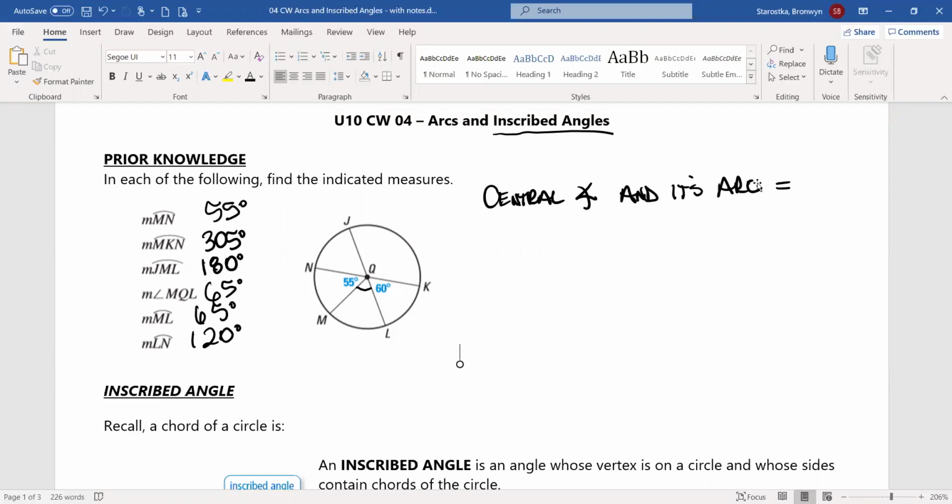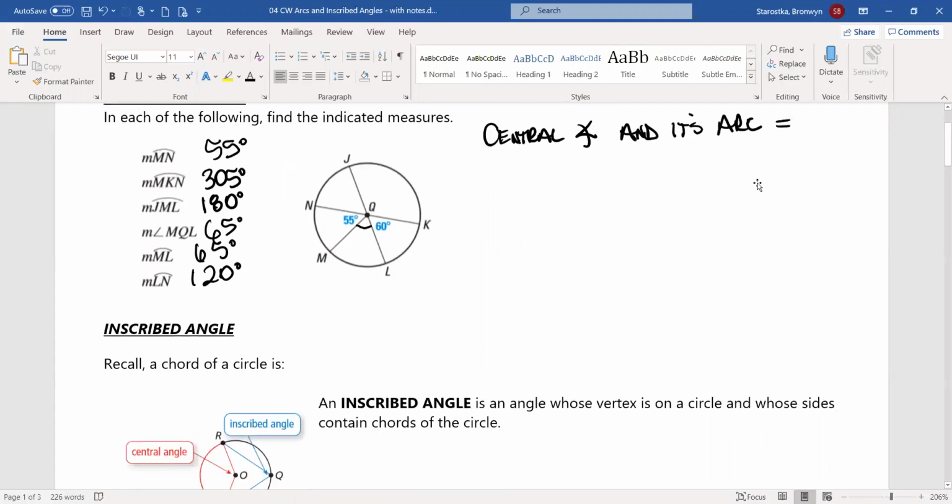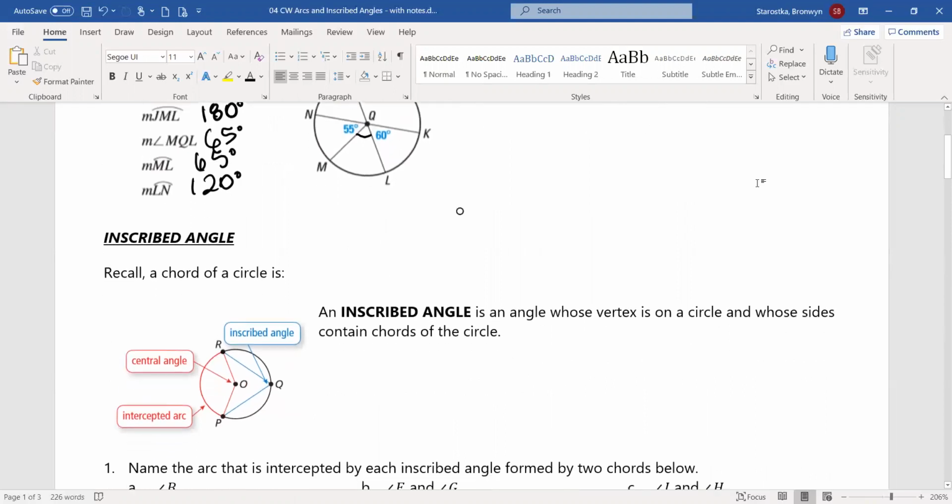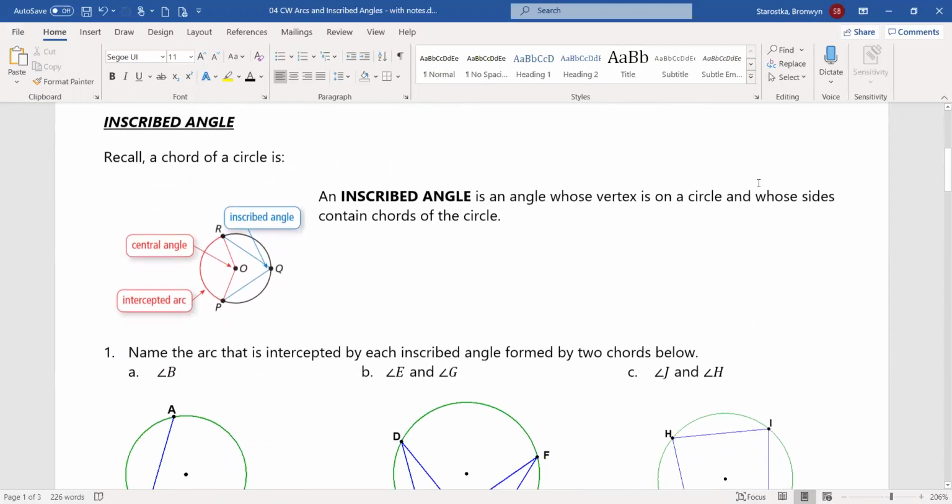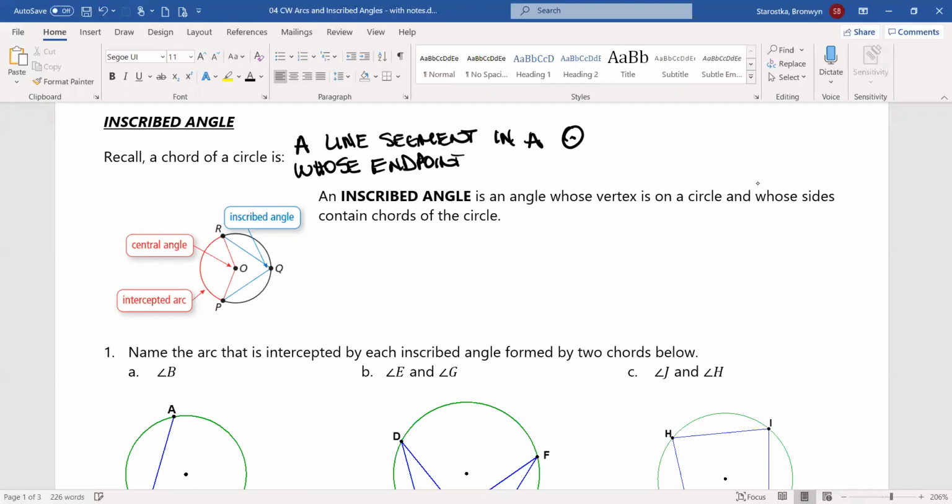All right, today's lesson, an inscribed angle. So what's a chord? Recall that a chord is a line segment in a circle whose endpoints are on the circle. This is the longest chord.